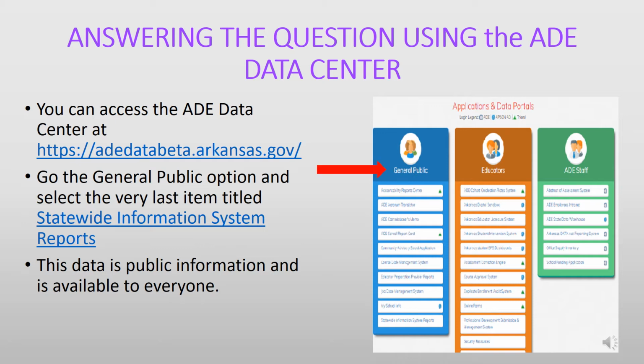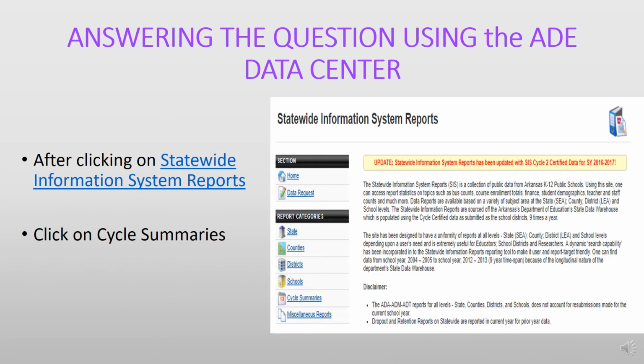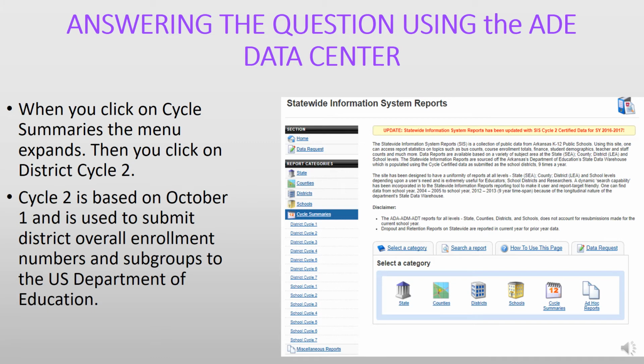Go to the General Public option, which is the first column, and select the very last item titled Statewide Information System Reports. Just a reminder that this data is public information and is available to everyone. After clicking on Statewide Information System Reports, a new screen comes up, and under Report Categories on the left side, click on Cycle Summaries. When you click on Cycle Summaries, the menu expands. Then you click on District Cycle 2.